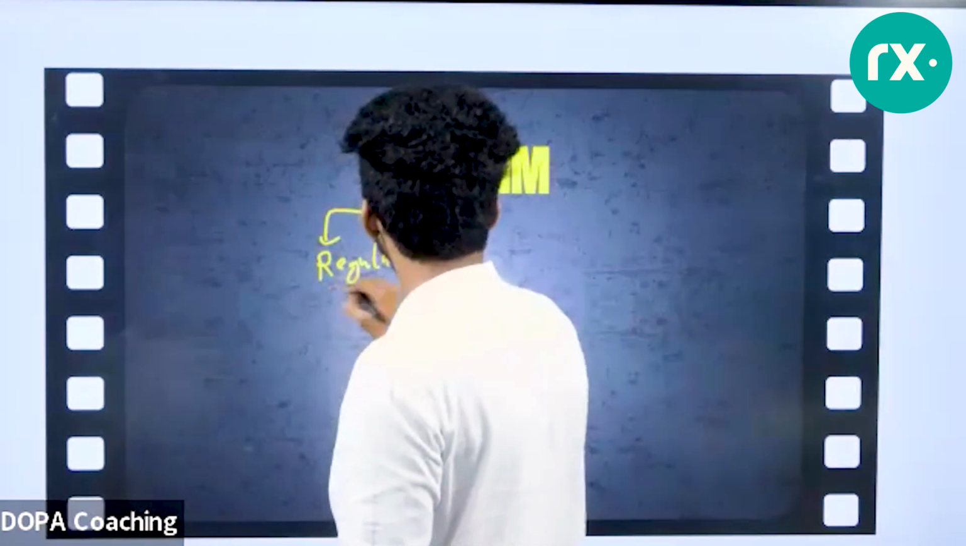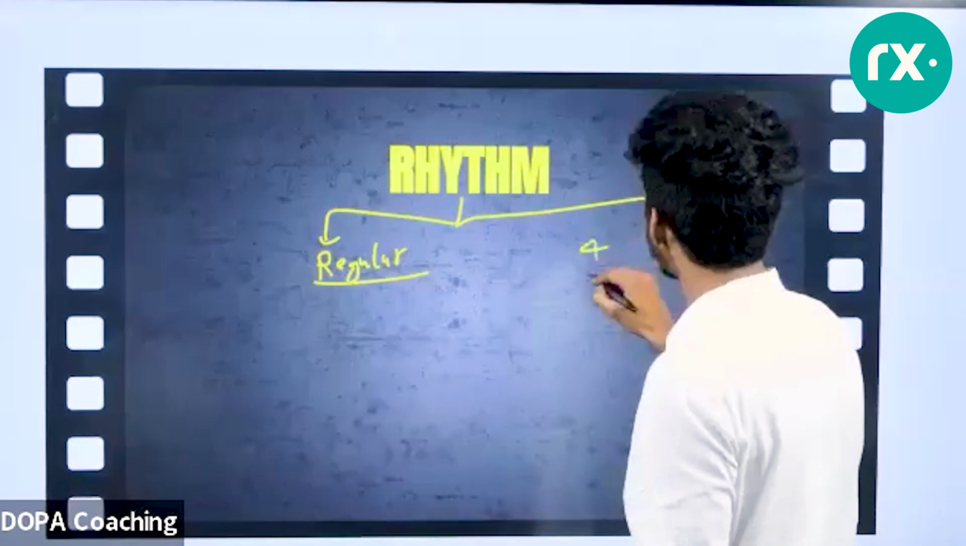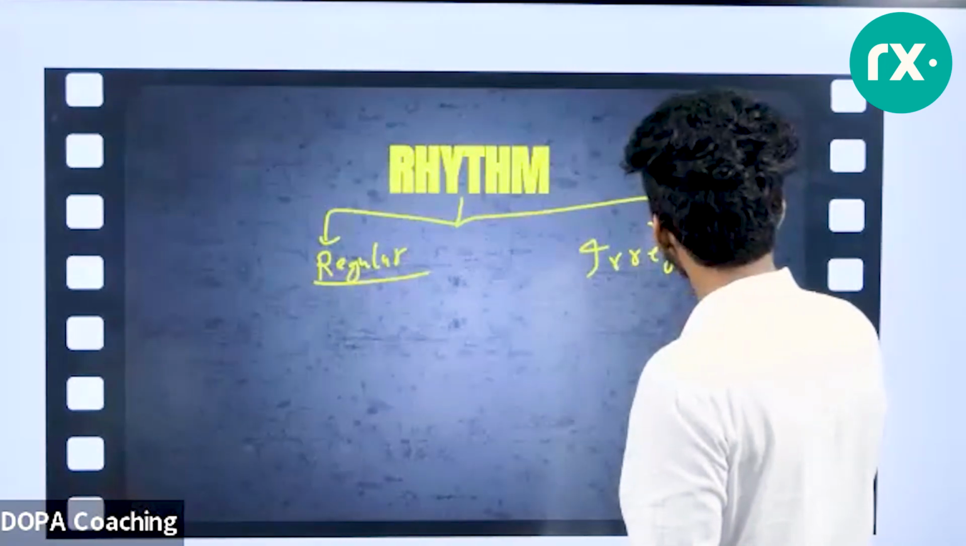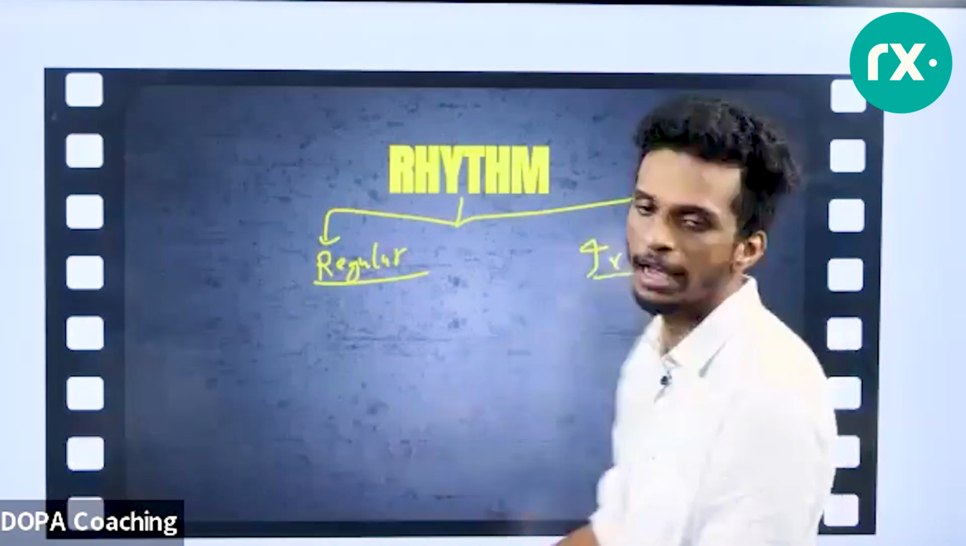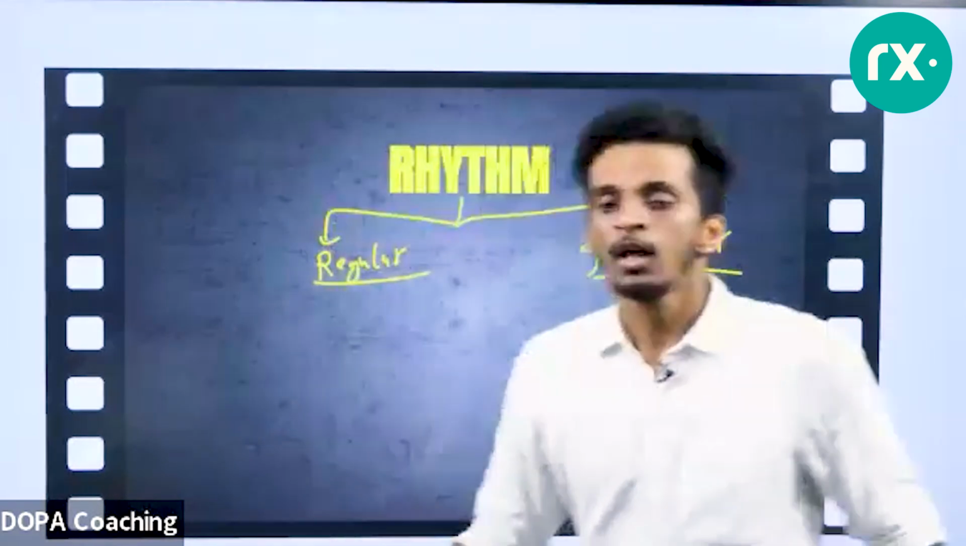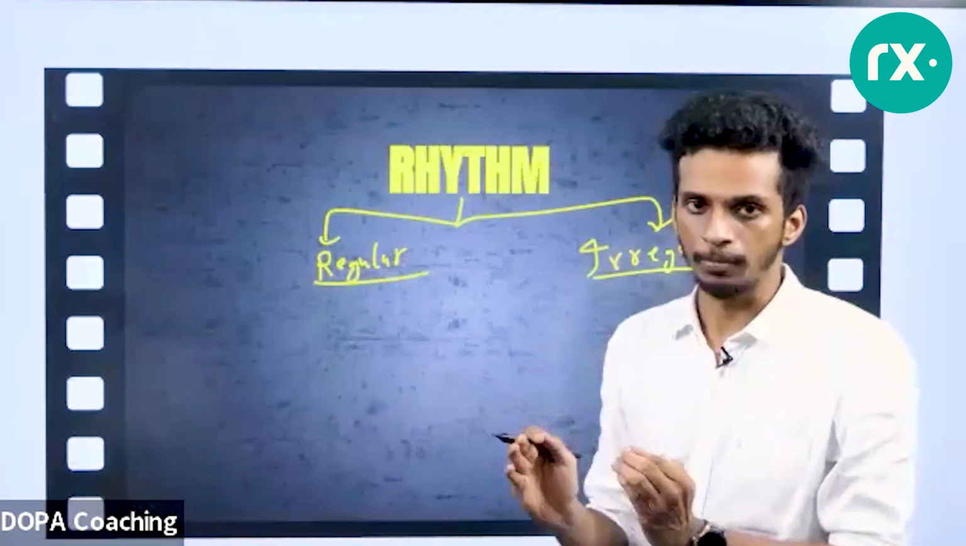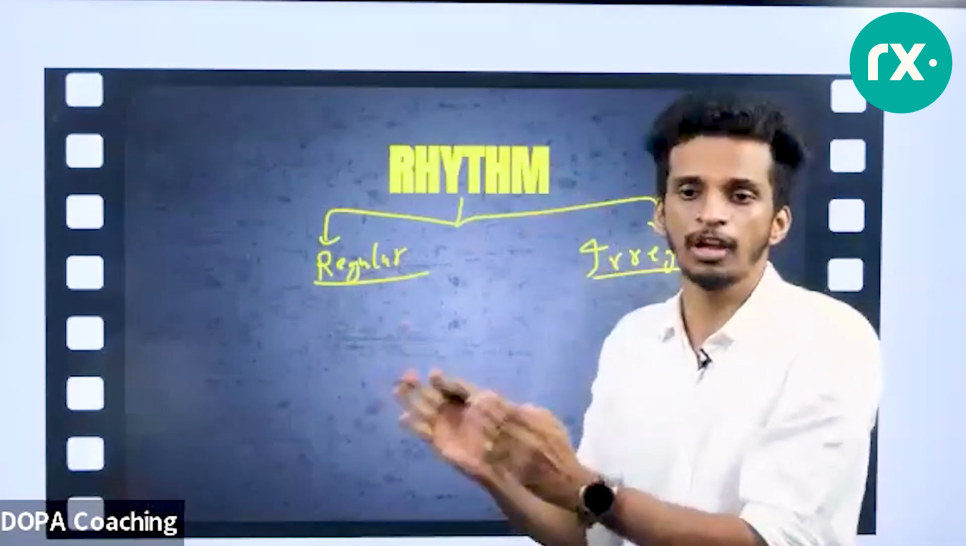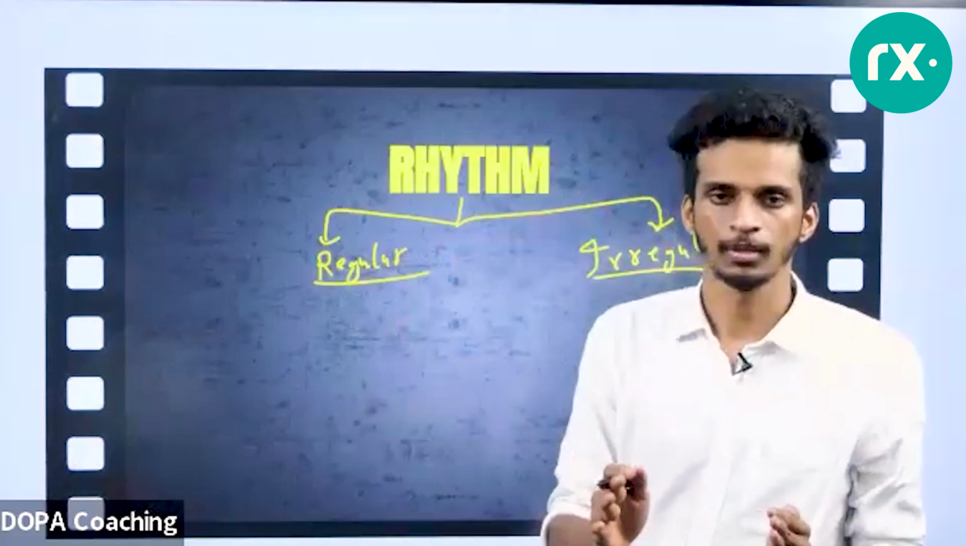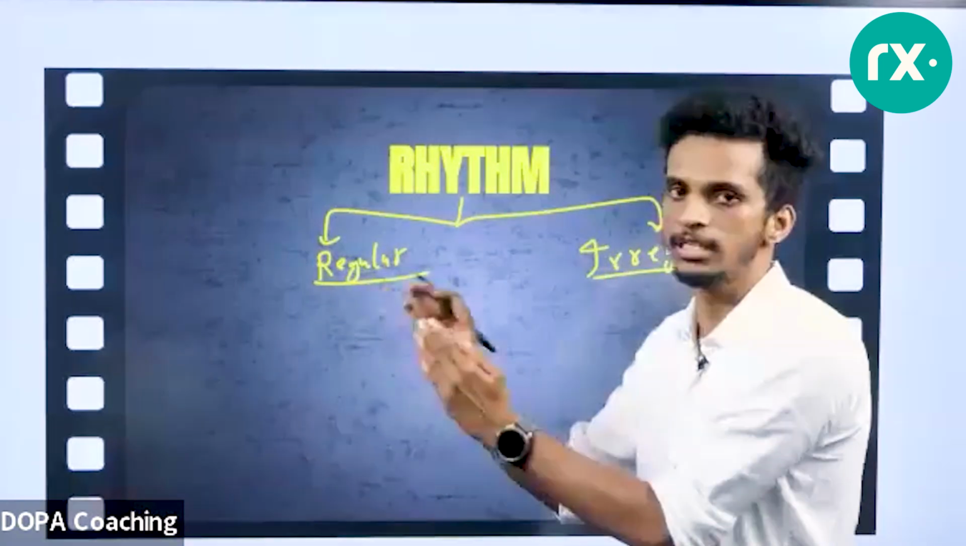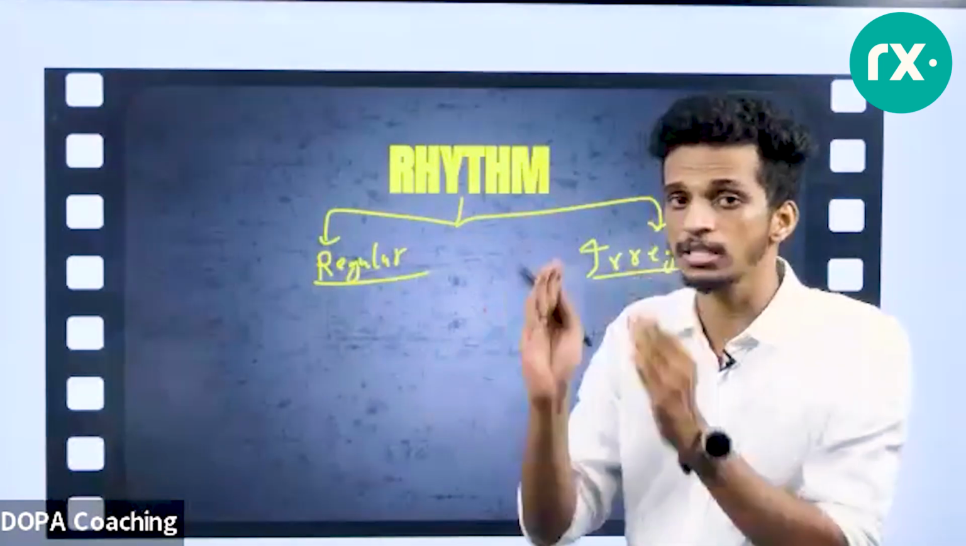One can be the regular rhythm, and second can be an irregular rhythm. What we mean by regular rhythm is the R waves occur at regular intervals. Okay, we call an ECG regular if the R wave occurs at regular intervals.